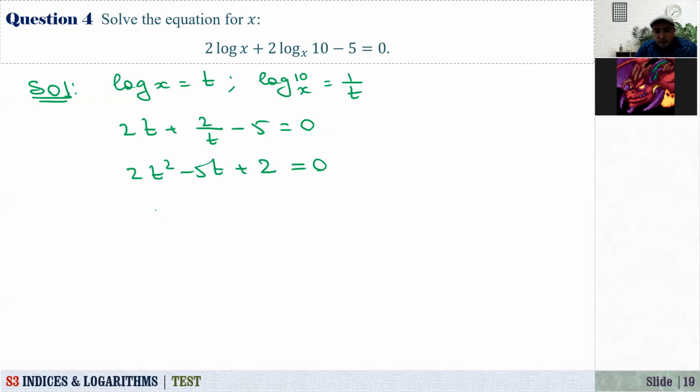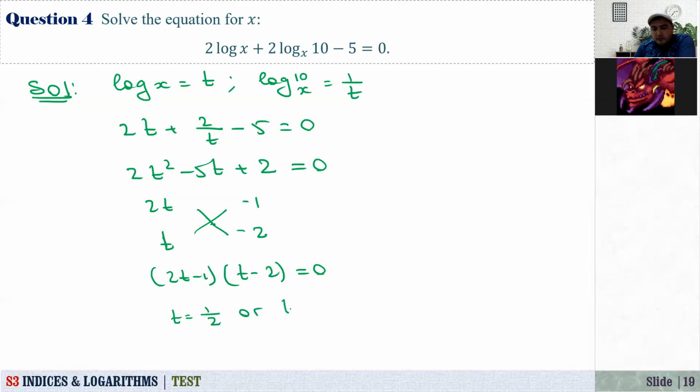So, and again, we got a quadratic equation here, 2t, 1, 1, 2, right? It's minus. If you cross multiply, this one is t. So if you cross multiply, -4t, -1t, the sum is -5t. So we can factorize it as 2t minus 1, and t minus 2 is equal to 0. So from here, t is equal to 1/2, or t is equal to 2.